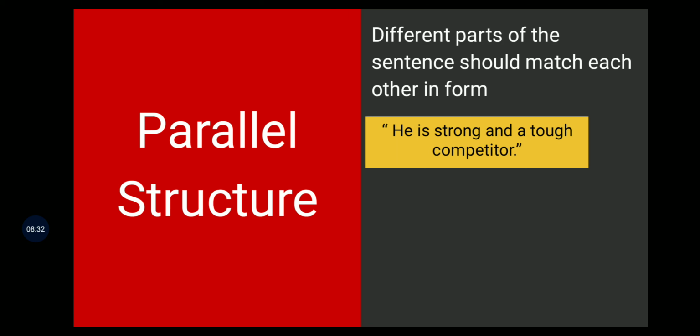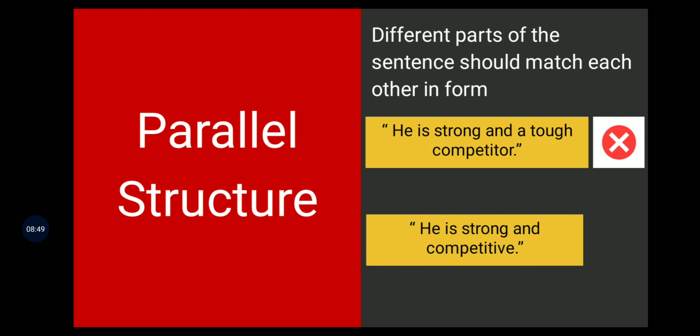He is strong and a tough competitor. Yes, reading this sentence, it definitely appears to be correct, but looking at the parallel structure, it is not. It is not parallel in nature. So if you need to write parallel sentences, this sentence should have been written as he is strong and competitive. So this is how a parallel sentence would look. That is, the different parts of the sentence should match each other in form. So this is the right way of having a parallel sentence.